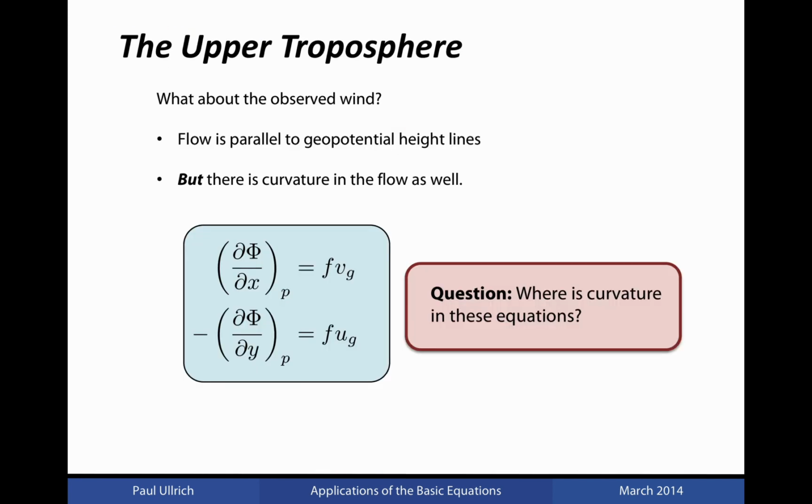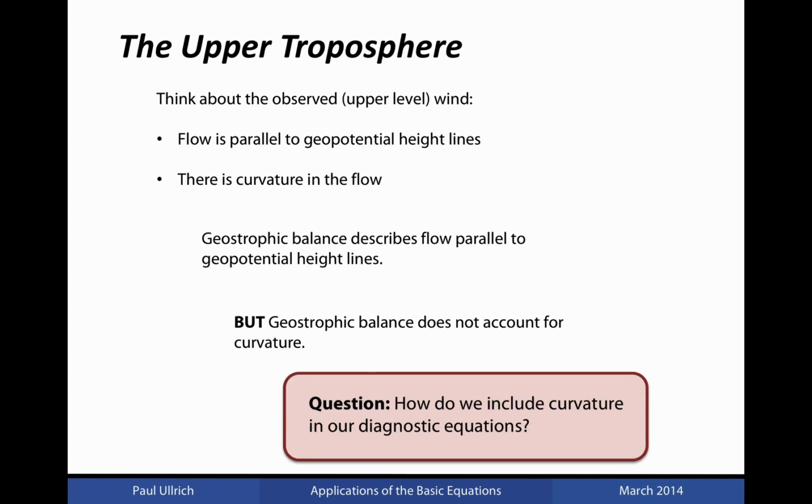Okay, so where is the curvature in these equations then? So again, the geostrophic balance relationship, which simply describes balance between pressure gradient force and Coriolis force, does not include curvature associated with the flow. It basically assumes that you have a local balance between pressure gradient and Coriolis force and neglects curvature from that calculation. So we need to actually include curvature in our diagnostic equations in order to understand how wind speeds would then be affected by the curvature of the underlying flow.